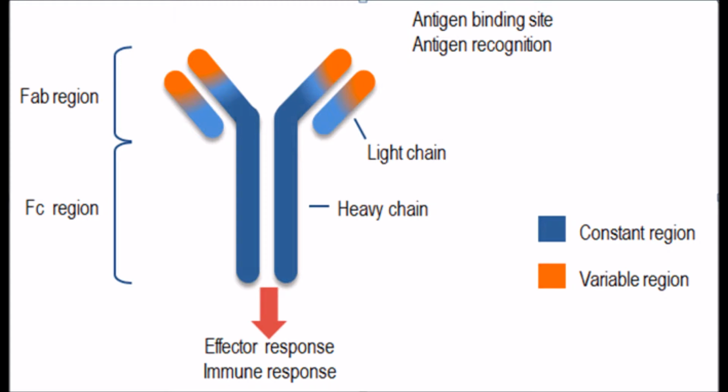We are talking about monoclonal antibodies. Firstly, we have to know the basic structure of antibodies, which consists of four polypeptide chains that contain two light and two heavy chains. Each light and heavy chain consists of two regions, the variable and the constant region.